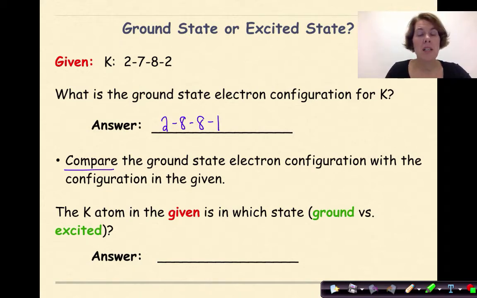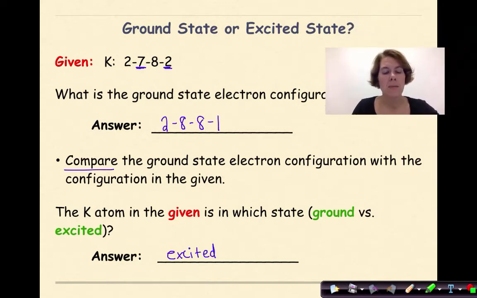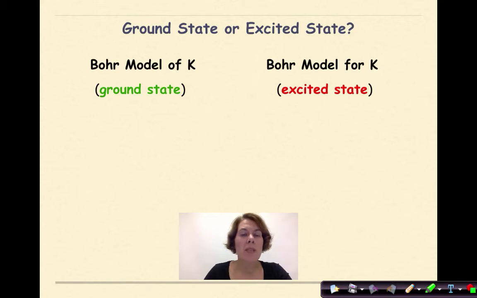If you said excited state, you are correct, because we look at the ground state electron configuration and it's 2-8-8-1. When we look at our given, we see that one of the electrons from the second principal energy level has jumped up to the fourth principal energy level. So if you said excited, you are correct. Excited state.